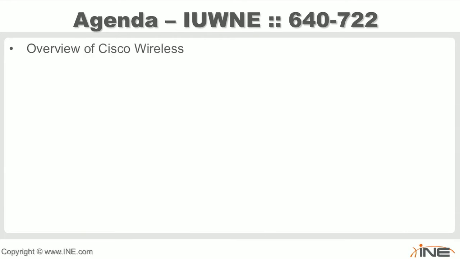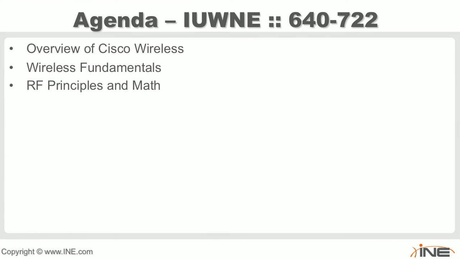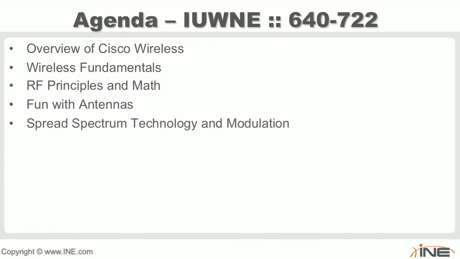Anyhow, we're going to begin by looking at an overview of Cisco Wireless. We'll then dive into fundamentals of wireless technologies in general. We're going to spend a good deal of time looking at radio frequency principles, or RF principles, and the math that's associated with that. We're then going to have some fun and look at antennas and how they can affect transmission and reception. We're going to take a look at spread spectrum technology and modulation. We'll move on and look at wireless regulatory bodies and standards, as well as certification testing, not talking about Cisco certification exams, but wireless certification testing.